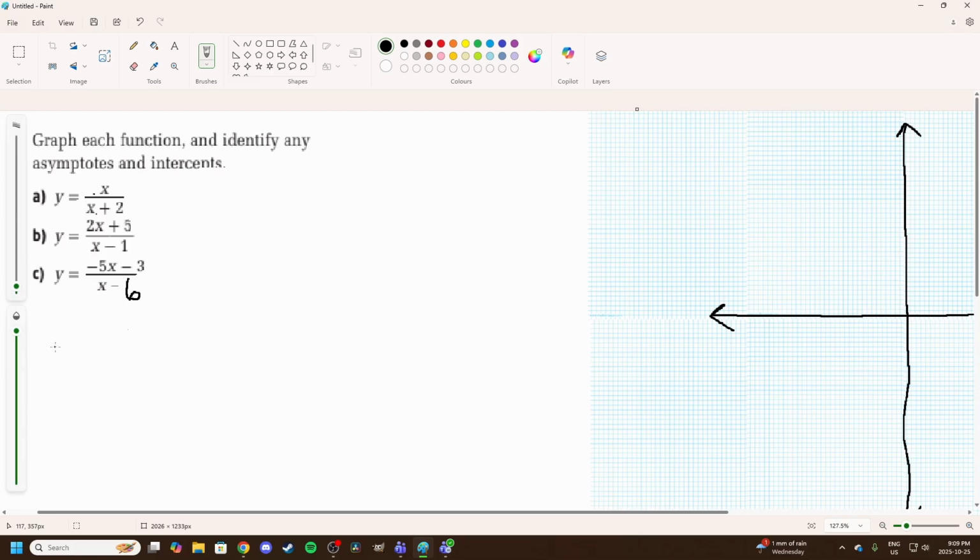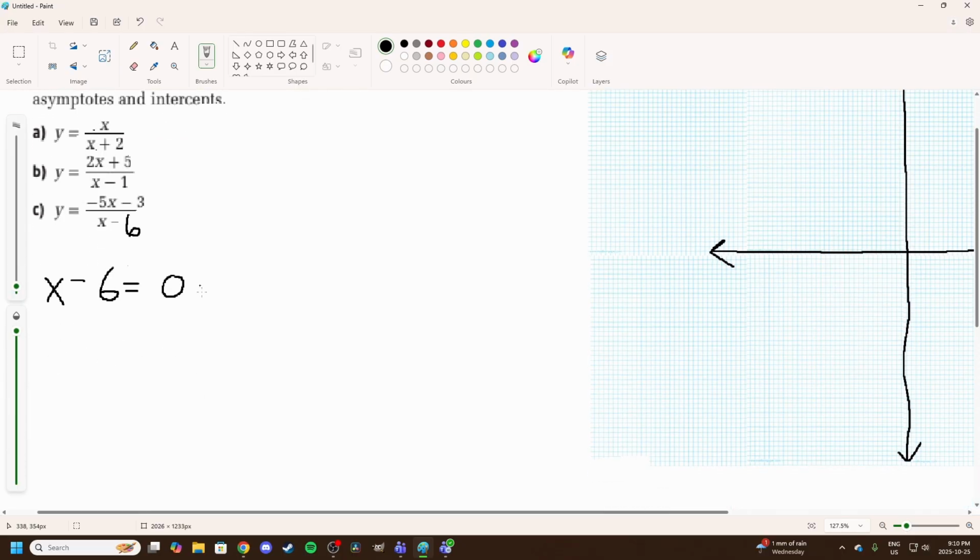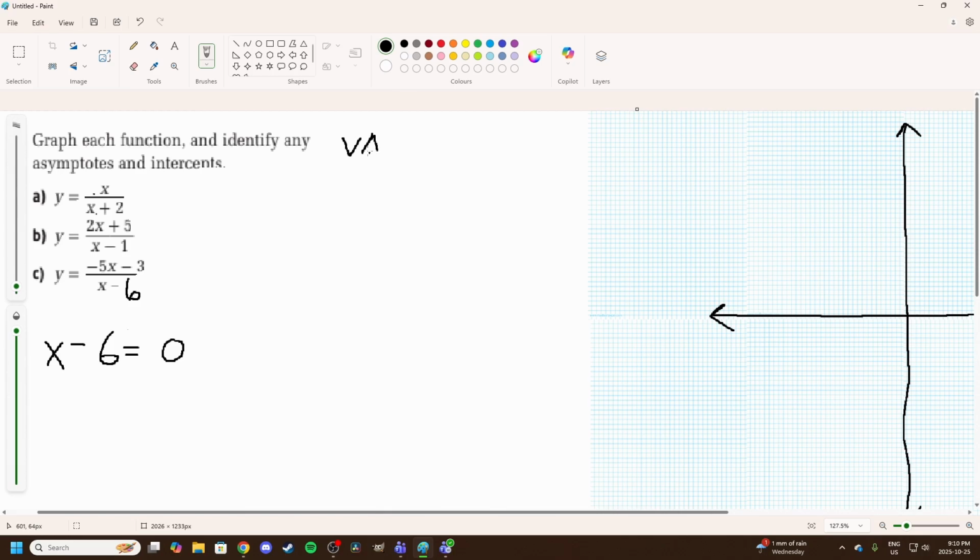Vertical asymptote, we set the denominator equal to 0, okay? So x minus 6 equals 0. Awesome. VA. So plus 6 to both sides, x equals 6. That's our vertical asymptote, okay?